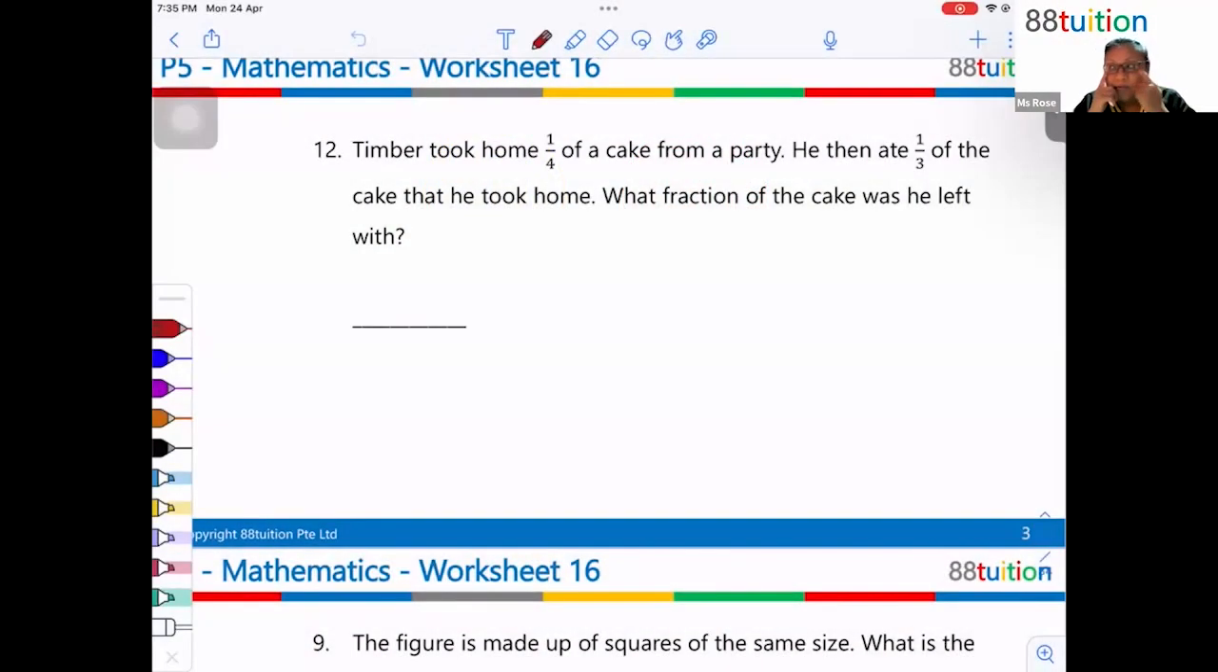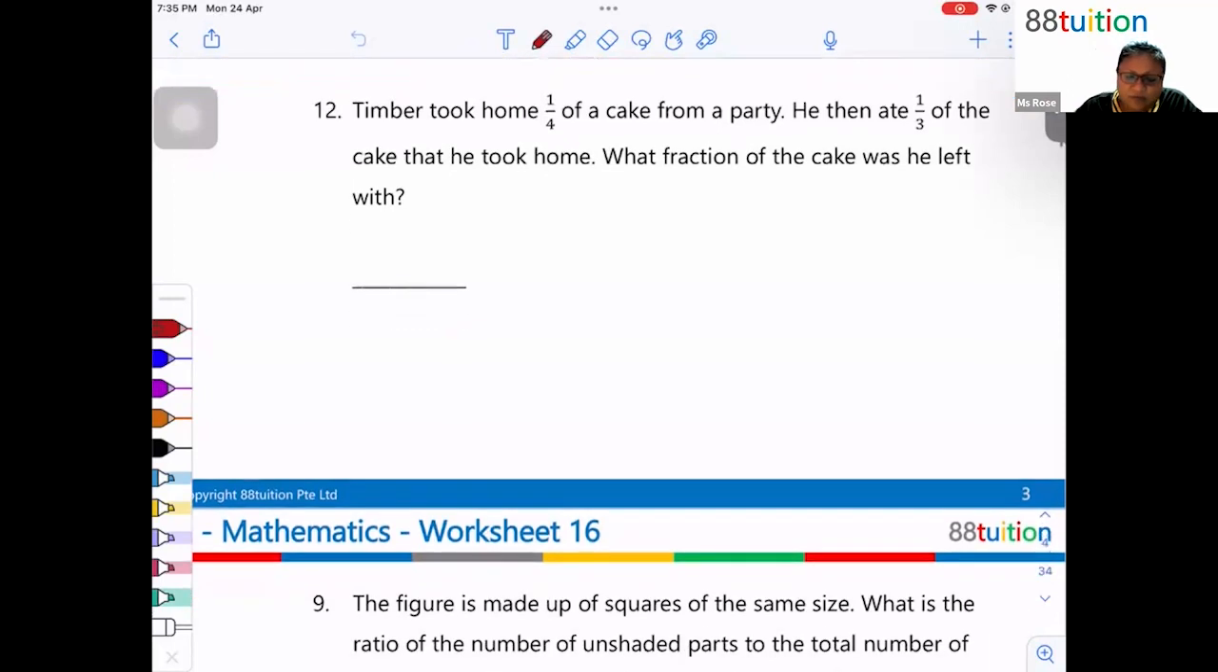All right, so we're going to go through the questions that you have. I'm not going to go through the first three actually, because all of you got the first three correct. So I'm going to go through this question that most of you got wrong.